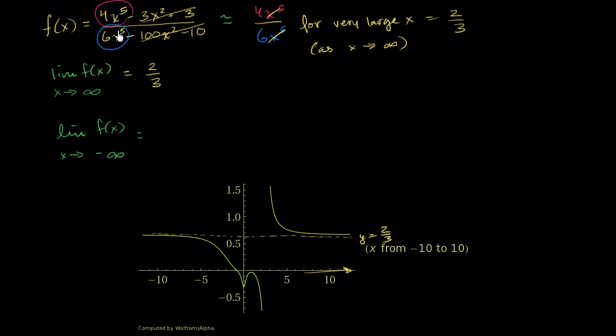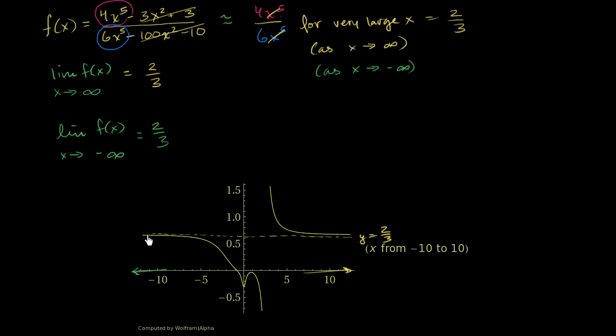When x becomes a very, very, very negative number, as it becomes further and further to the left on the number line, the only terms that are going to matter are going to be the 4x to the fifth and the 6x to the fifth. So this is true for very large x's. It's also true for very negative x's. So we could also say as x approaches negative infinity, this is also true. And then the x to the fifth over the x to the fifth is going to cancel out. These are the dominant terms, and we're going to get it equaling 2/3.